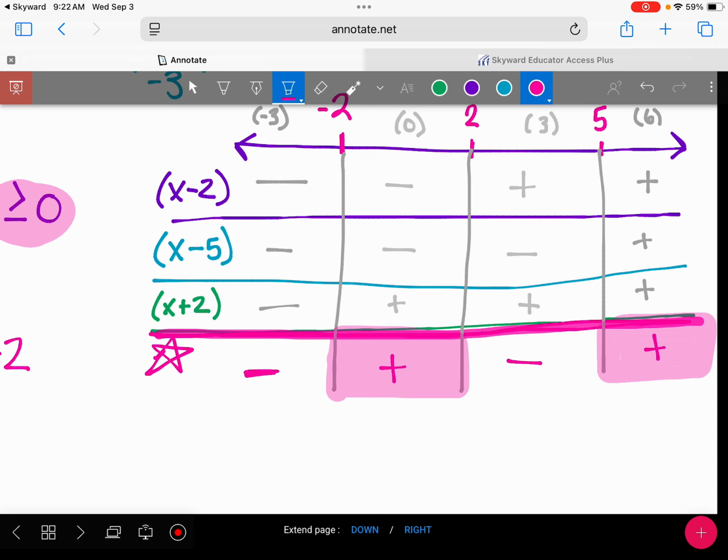So does -2 count as my answer? Can I include -2? No, because that one's in my denominator. So this guy is not included in my answer. I have to put a parenthesis. Hello, screen. Can we make choices? Thank you. I have to put a parenthesis, still not the pen I wanted. A parenthesis on my -2, because I cannot equal -2, it would give me a 0 in my denominator. Can I include the +2? Yes, because that's one from my numerator. So from -2 to +2, but +2 is included. Can I include the 5?